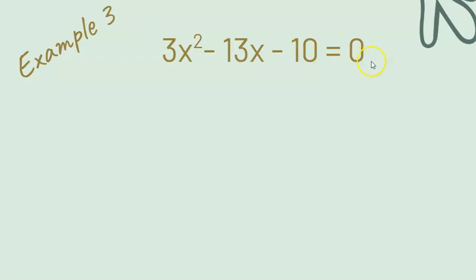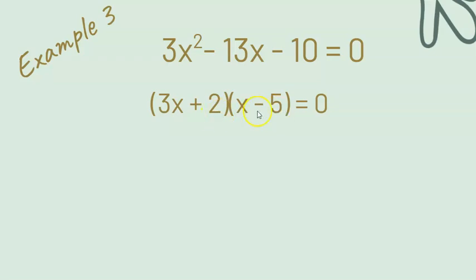Example 3 is already set equal to 0. You could pause and try this one on your own. Okay, this is a trinomial, so we'll go into the x factor. I'm going to do the 3 times the negative 10 for the top and the negative 13 for the bottom and work that out. Now, I forgot to put my x over here for you, but it works out to 3x plus 2 and x minus 5.